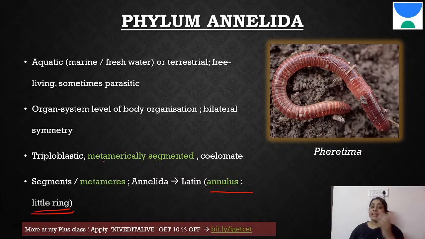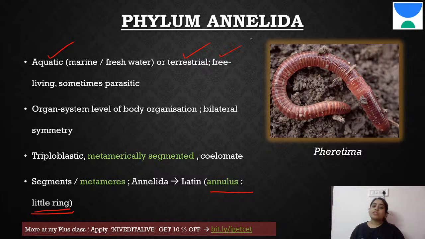Now we'll deal with what it is called. Before that, I have to tell a few things. When we talk about any phyla, the first thing we talk about is its habitat. Here the habitat can be either aquatic or terrestrial. Aquatic means it can either be marine or freshwater, both are included in this phylum. Similarly, terrestrial, again they can be on land.